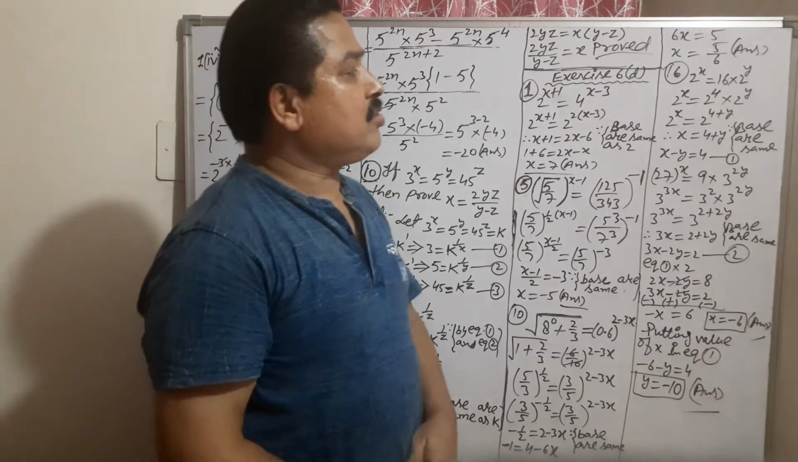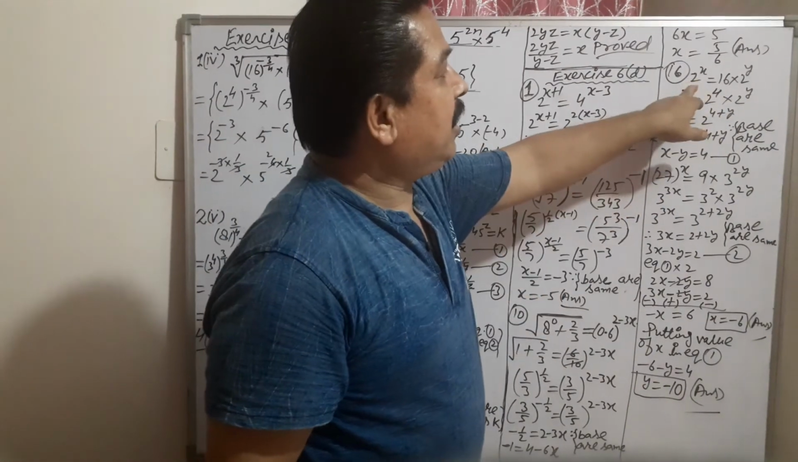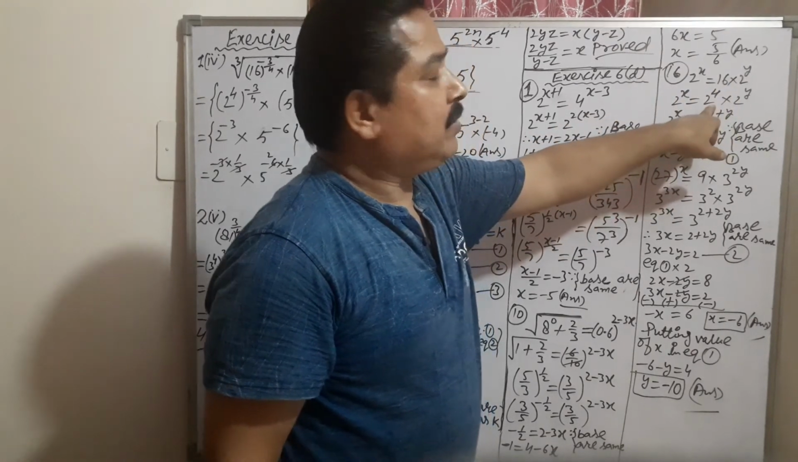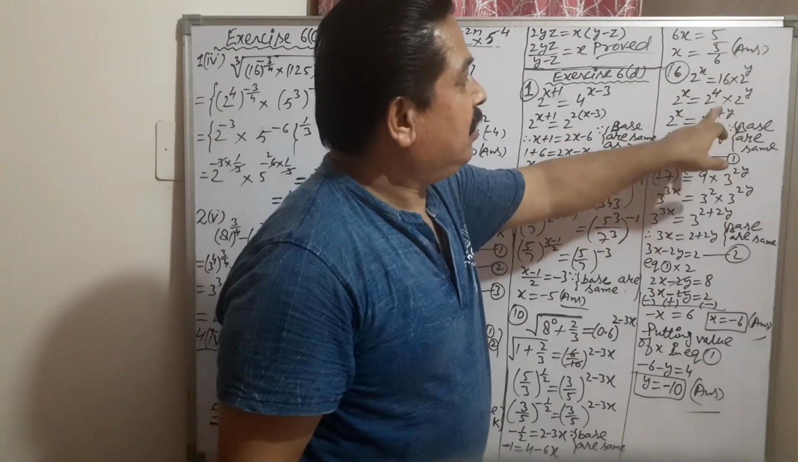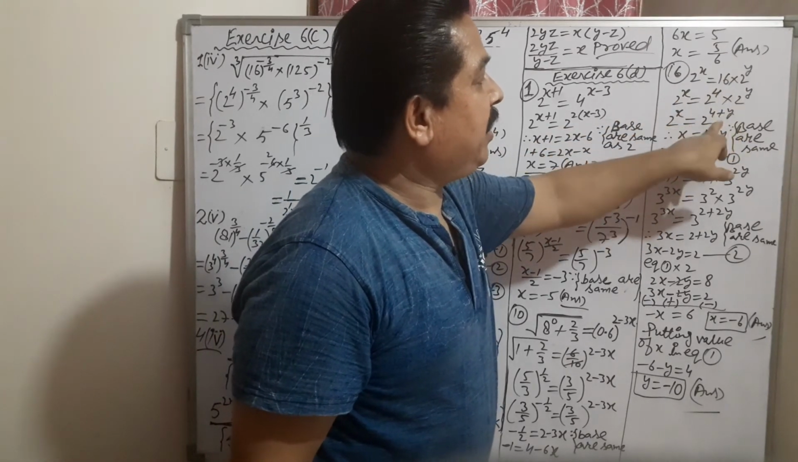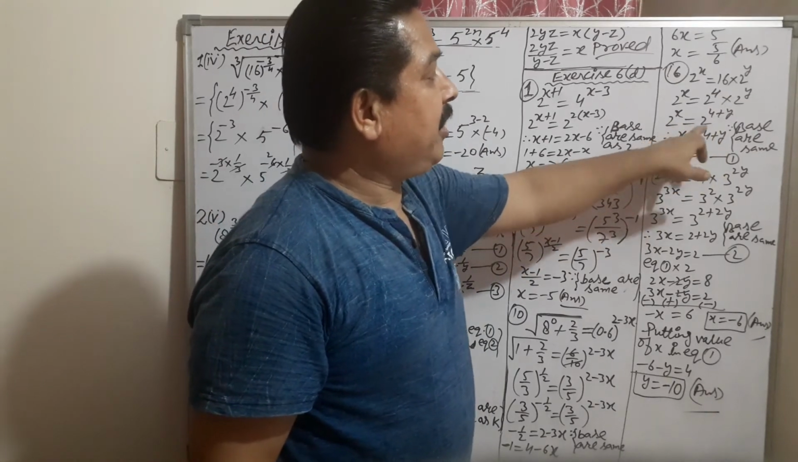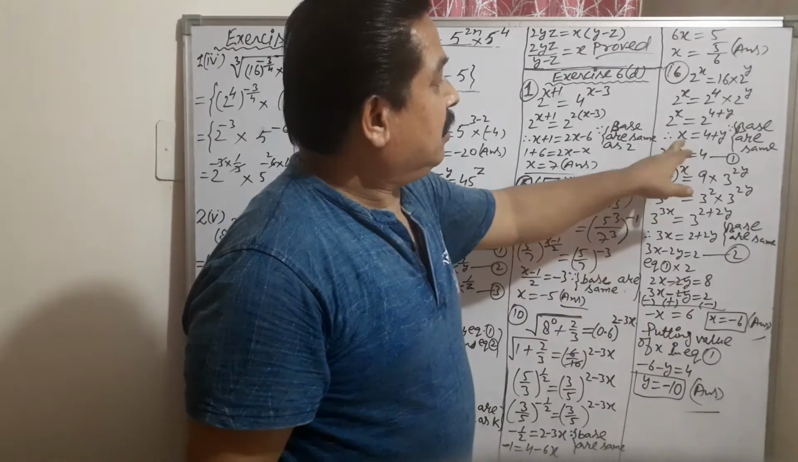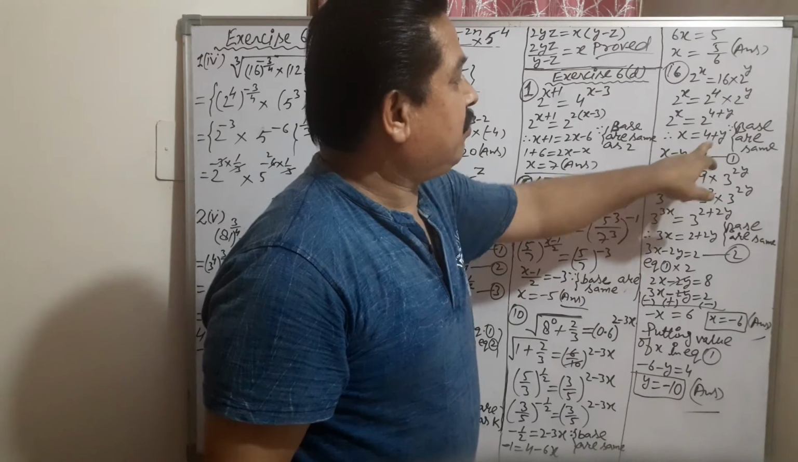Now see the 16th question. In 16, two parts are given. See, the first part is given like this. So write in 2 form: 16 can be written as 2 to the power 4. Bases are the same, powers will be added according to the rule. Again, equal sign is there, both sides bases are the same. Now equating the powers, x is equal to 4 plus y. So x minus y is equal to 4.